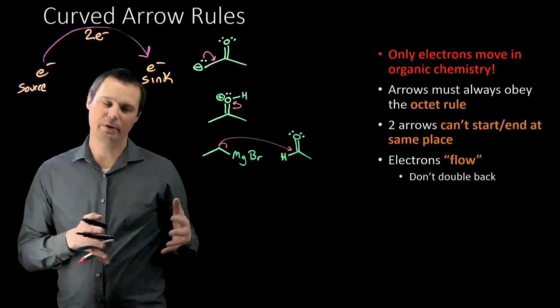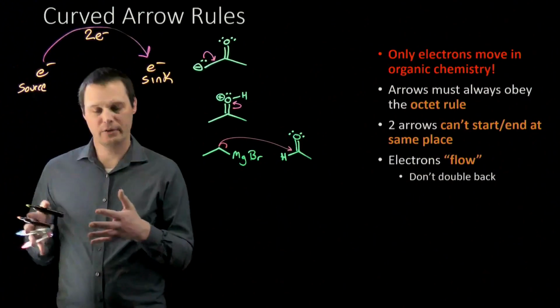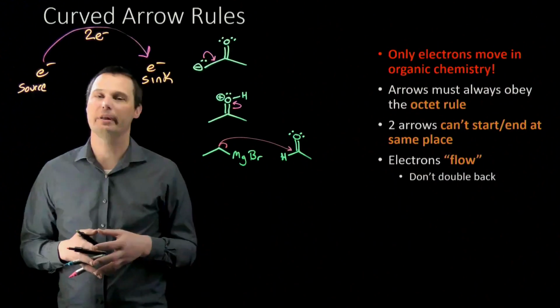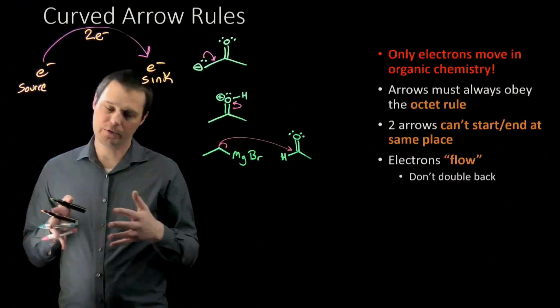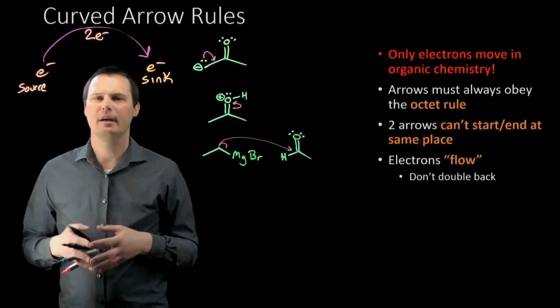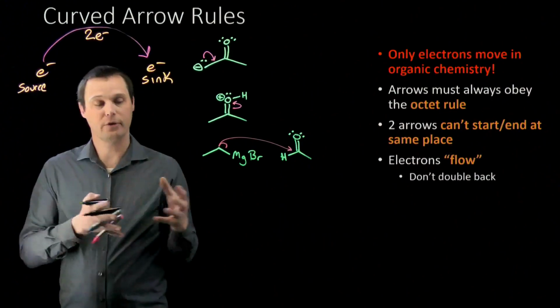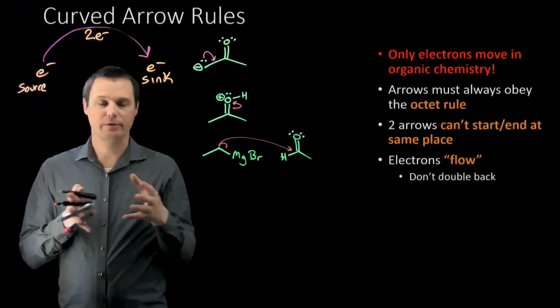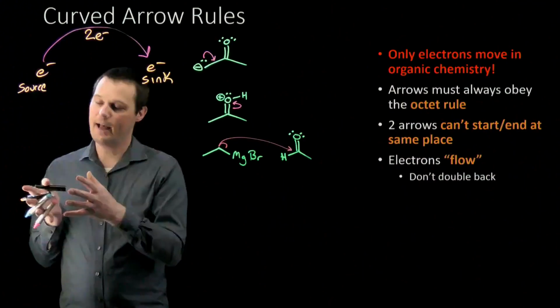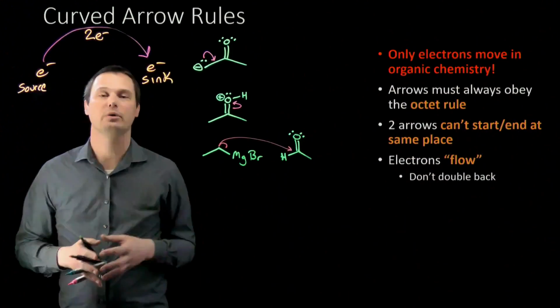Electrons flow in organic chemistry. They start at an area of high electron density and they flow to an area of low electron density. They start at an electron source and they flow to an electron sink. In this way, you can kind of think of them like pressure or temperature. They start at a high pressure and flow to a low pressure. Start at a high temperature, flow energy to a low temperature. Start at a high electron system and flow electrons to a low energy system.